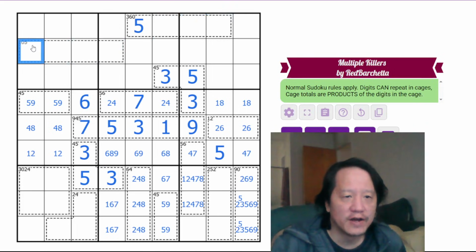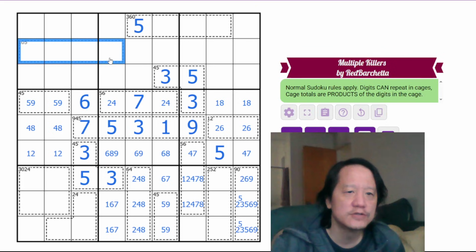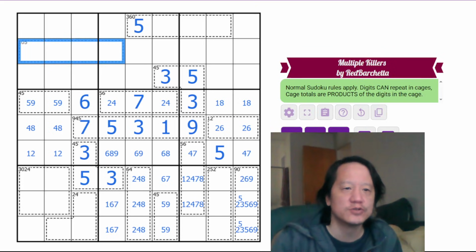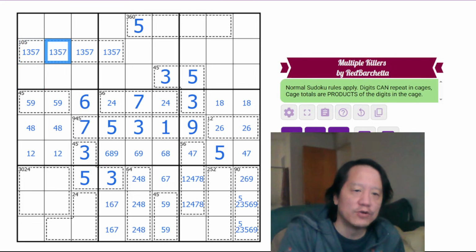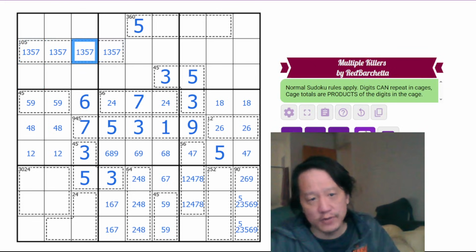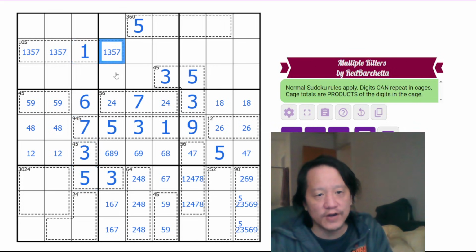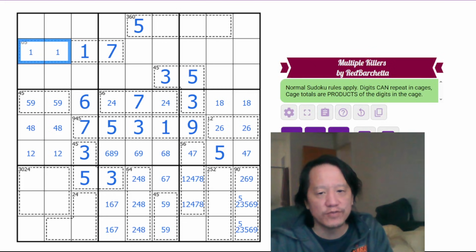Okay, 105. The factorization of that is 5. So 105 divided by 5 is 21, which means that's 3 and 7. So this must be 1, 3, 5, 7 to multiply to 105. This can't be 3, 5, or 7 because of a 3, 5, 7 in the column. So this is 1. This can't be 3, 5, or 1 because of 3, 5 in the column and the 1 in the row. So this is 7, which makes this a 3, 5 pair.